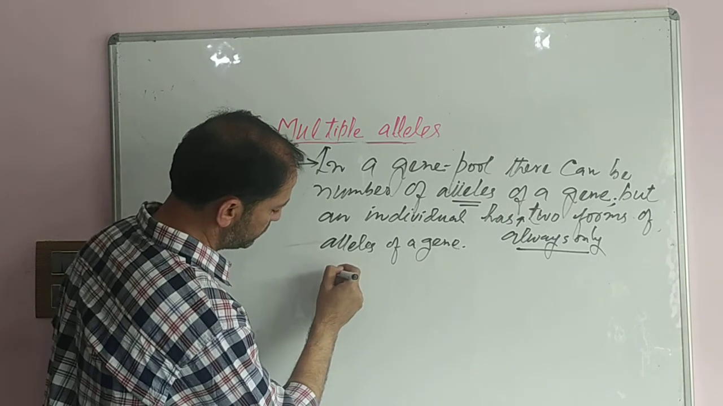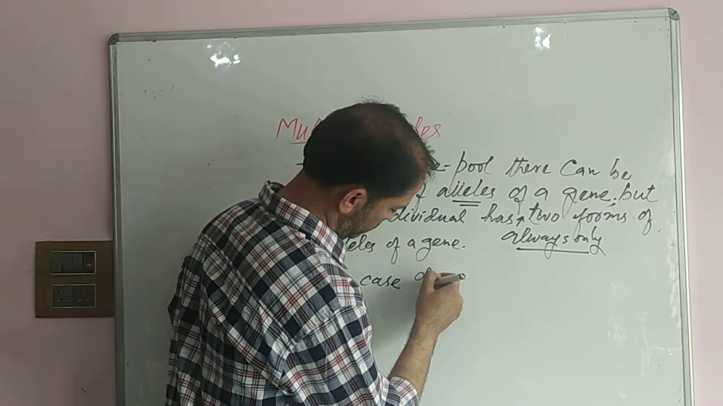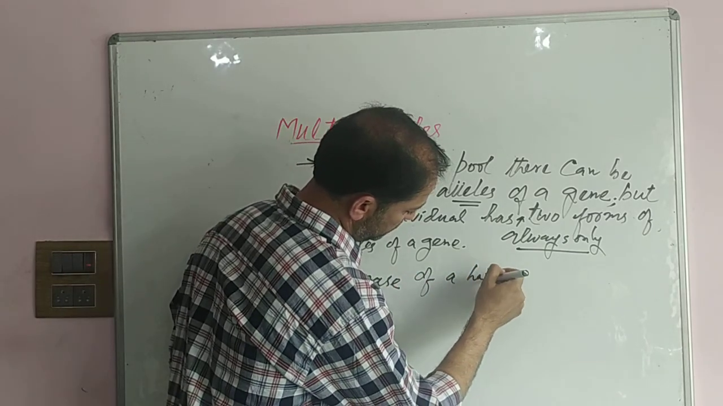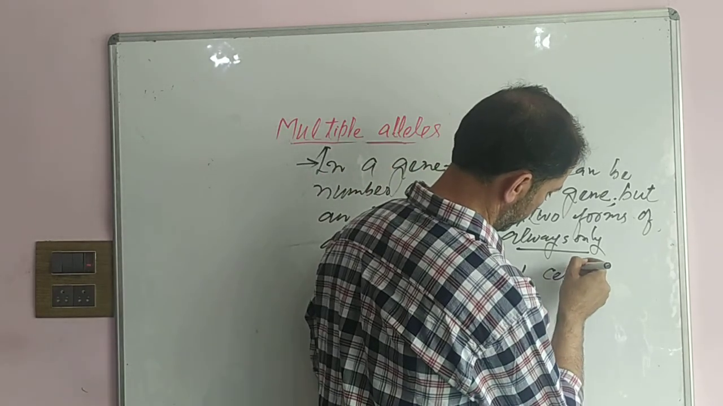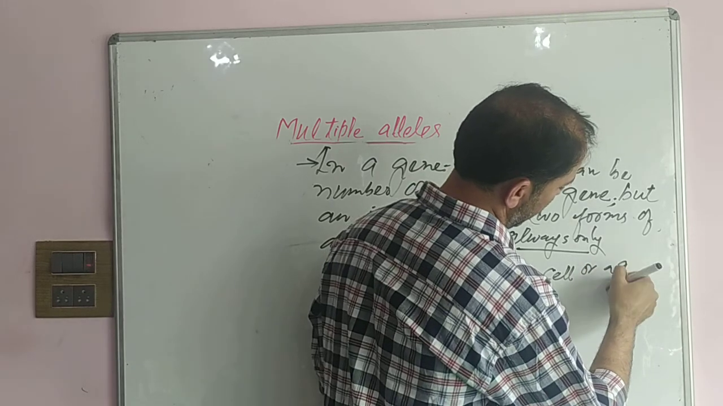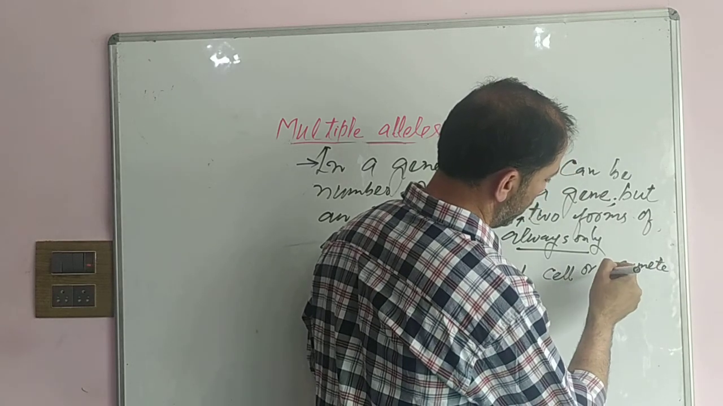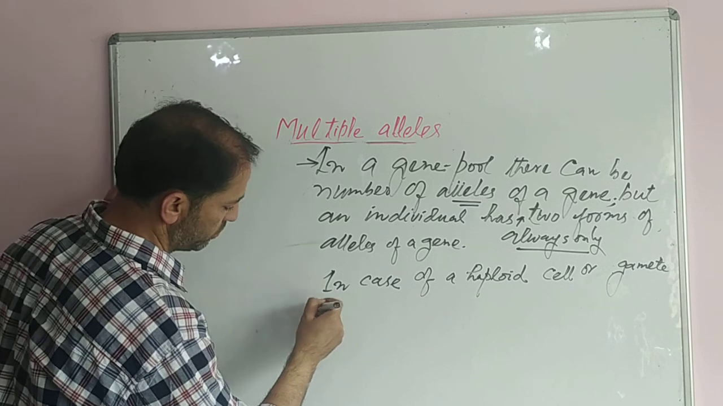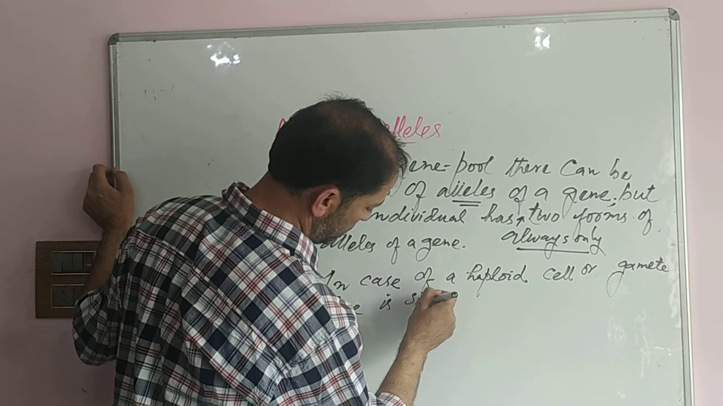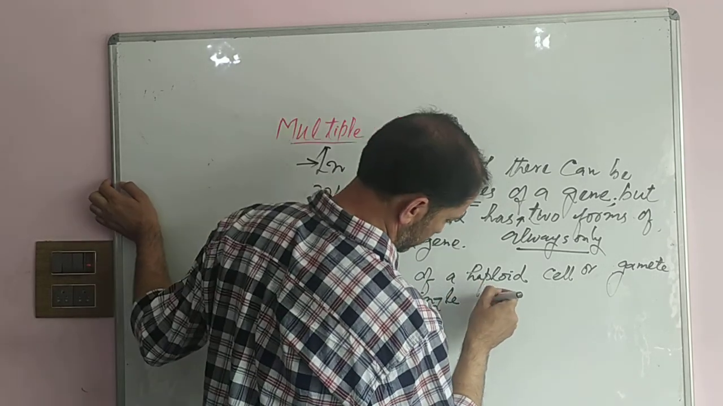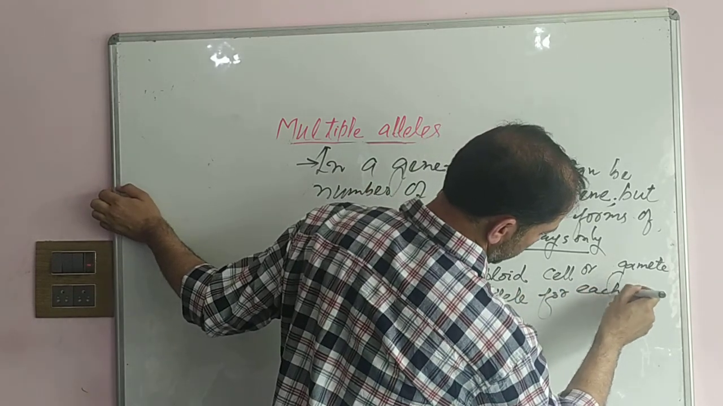In case of a haploid cell or gamete, there is a single allele for each character.